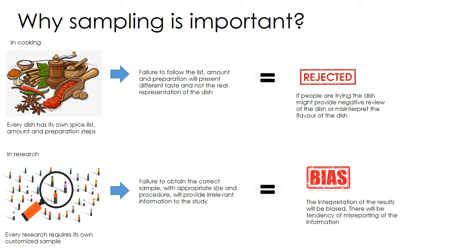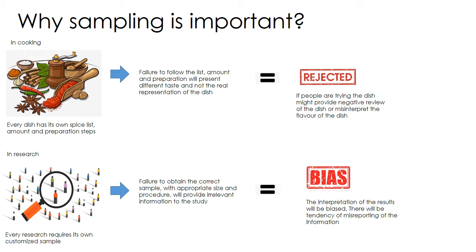So why is sampling important? In cooking, every dish has its own spice list, amount and preparation steps. So failure to follow the list, the amount or the preparation will result in different tastes and not the real representation of the dish. So what happens when people eat the dish? They might say that the dish you are providing is misinterpreted because of the flavor. So it might get rejected by people or somebody who's tasting your dish.